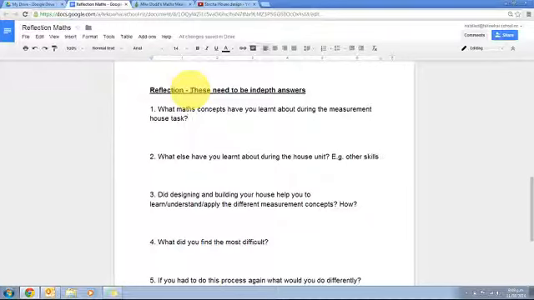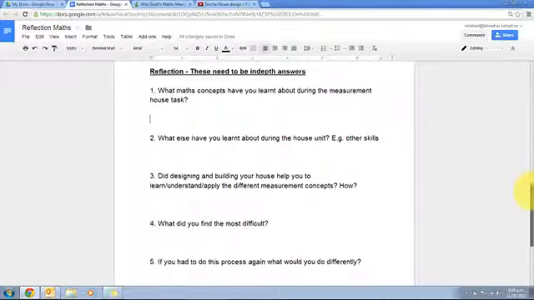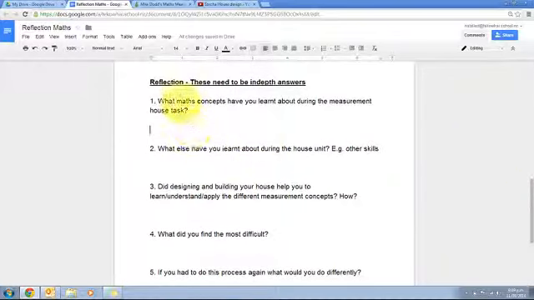Now, this is really important, and I've written here these need to be in-depth answers. So I don't just want one word or one sentence. I want you to really think about this process, and I want you to think about these 5 questions here. So what maths concepts have you learnt about during the measurement house task? So what maths did you learn?